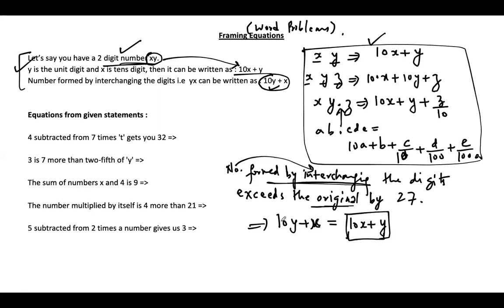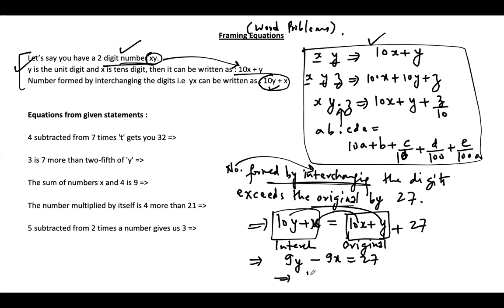The number found by interchanging, this is the interchanged number, exceeds the original, this is my original number, by 27. This is how I can write this equation. If you need to solve, 10y minus y is 9y, x minus 10x is minus 9x, is equal to 27. So y minus x is equal to 3. This is how we make the equation.